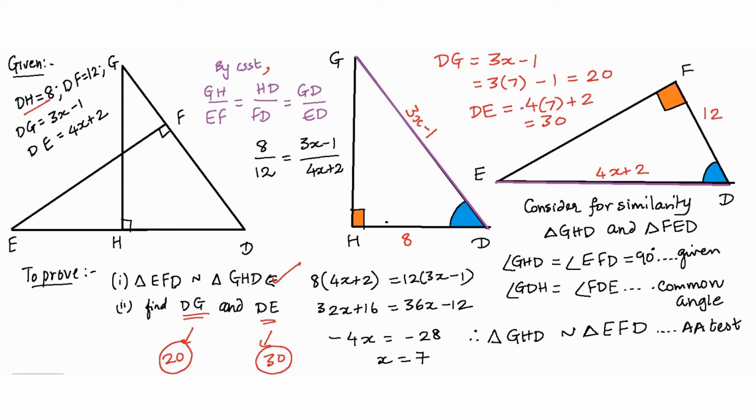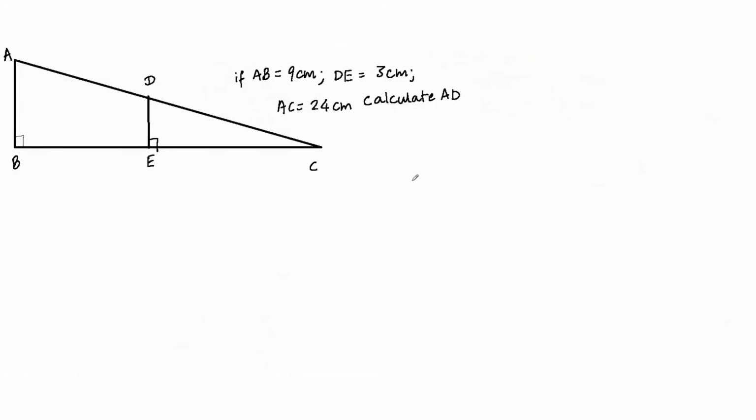Okay, moving on to the next question. Okay, consider this question now. In this figure, it is given that AB is perpendicular to BC. So there's a 90 degree angle given here. Let's mark it quickly. There's a 90 degree angle given here, and DE is also perpendicular to BC. And the measurements of these sides are given.